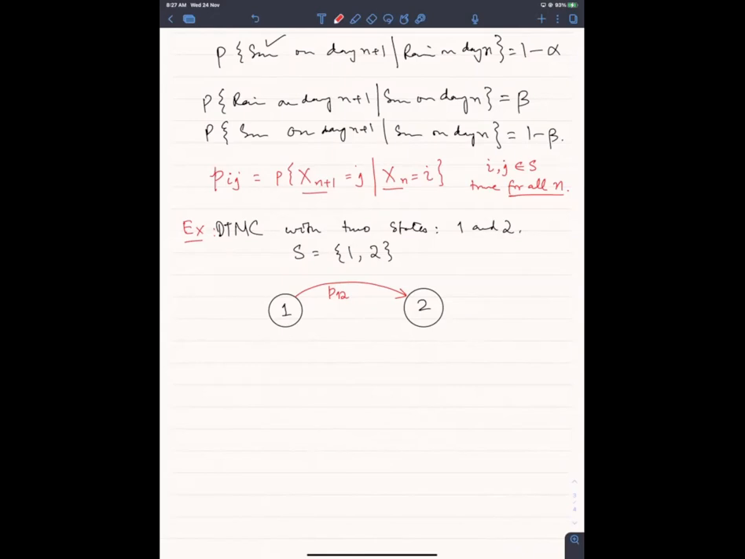Okay. And similarly, you have this probability P21. You are moving from state 2 to state 1. This can be some value. There might be a possibility that you start from state 2 and you stay in state 2. So this is the probability P22.